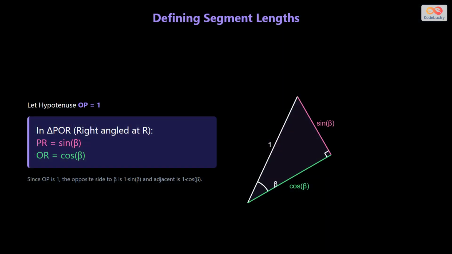To make the math easier, let's assume the length of the hypotenuse OP is exactly 1 unit. In the triangle POR, the side PR becomes sine of beta, and the side OR becomes cosine of beta. We will use these lengths as the hypotenuses for the other triangles in the diagram.